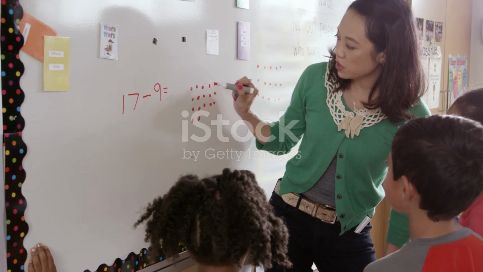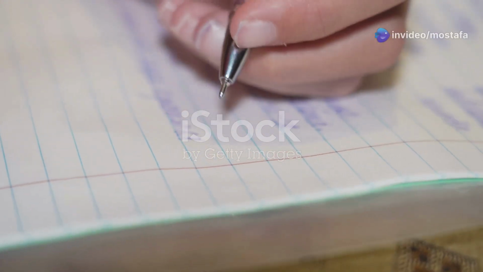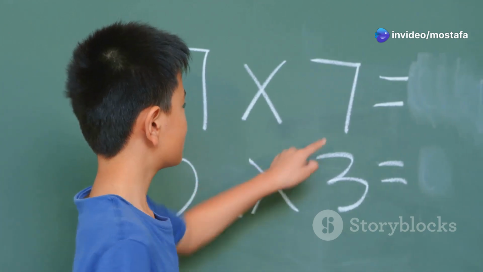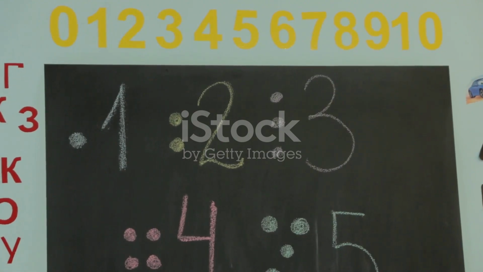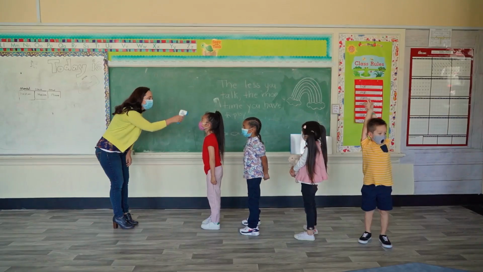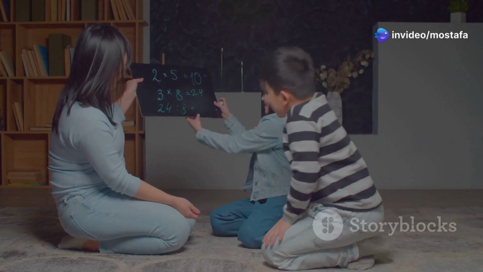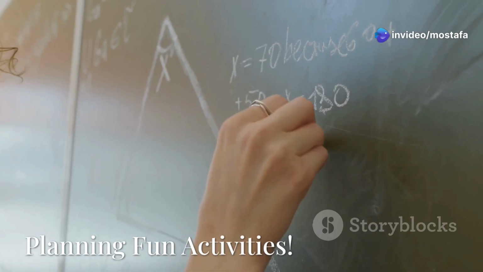Now, let's find the LCM of 4 and 6. First, we list out the multiples of each number. Multiples of 4: 4, 8, 12, 16, 20, 24. Multiples of 6: 6, 12, 18, 24, 30. Do you notice any numbers that appear in both lists? Those are our common multiples. 12 and 24 are both multiples of 4 and 6.